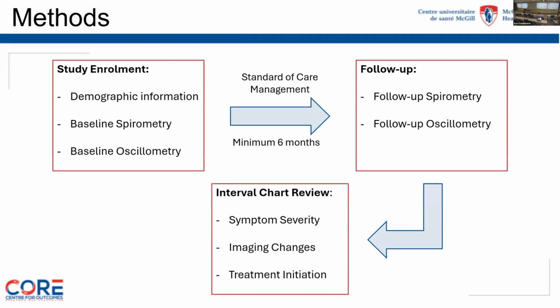At study enrollment, patients provided us with demographic information and information on baseline symptom severity. We conducted spirometry and oscillometry at the time of enrollment. Then patients continued to receive standard of care management as per the recommendations of their treating respirologist for a minimum interval of at least 6 months. And then they went through a follow-up evaluation where we did repeated spirometry and oscillometry. After this, we also conducted a chart review looking at the study interval for evidence of symptomatic worsening, changes on imaging suggestive of disease progression, and finally, physician decision to initiate additional lines of therapy for these patients.